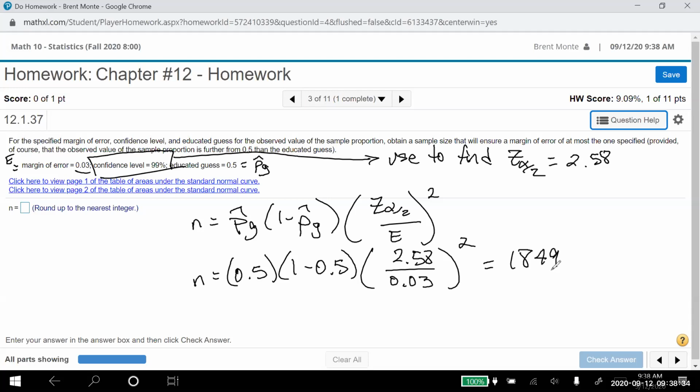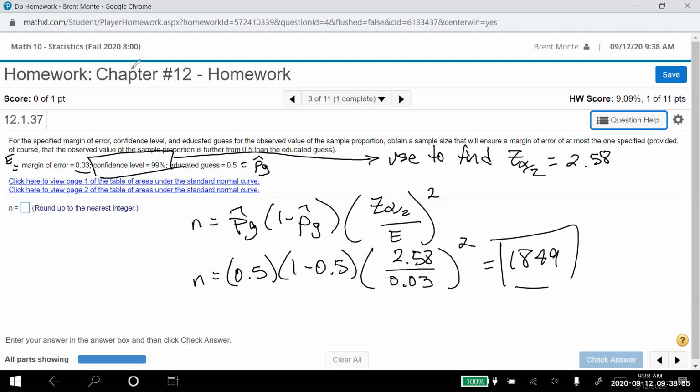Again, if you get a decimal, even if you get 0.1, you have to round up because these always round up. If I had 1849.1, it would mean 1849 is not quite big enough. So to be conservative, I have to round up to the next one, or else I'm not going to have that same confidence level. So I enter the 1849.